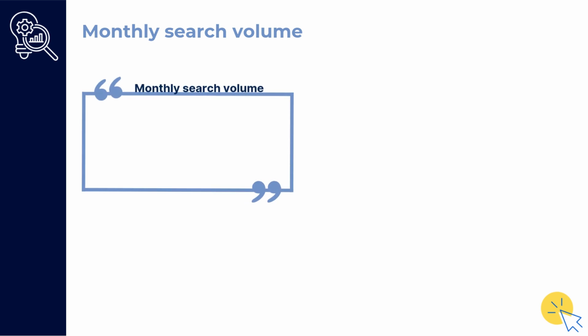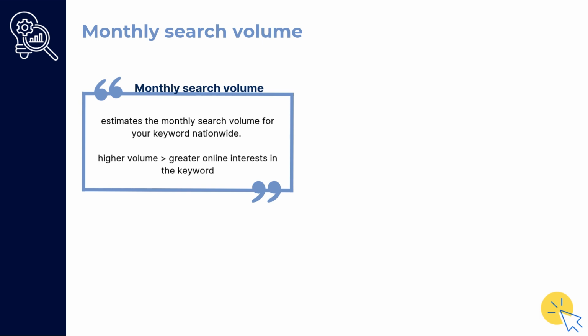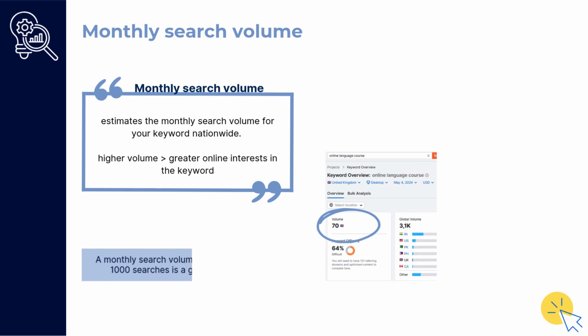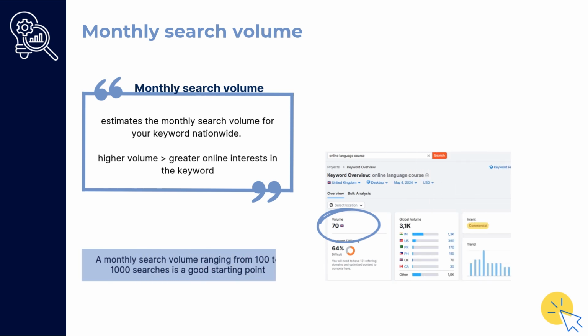Another important metric is monthly search volume. This tells you how many people are searching for a specific keyword each month. Higher search volume means more potential visitors, but also more competition. A good starting point is to target keywords with a search volume between 100 and 1,000 searches per month. This strikes a balance between visibility and competitiveness.